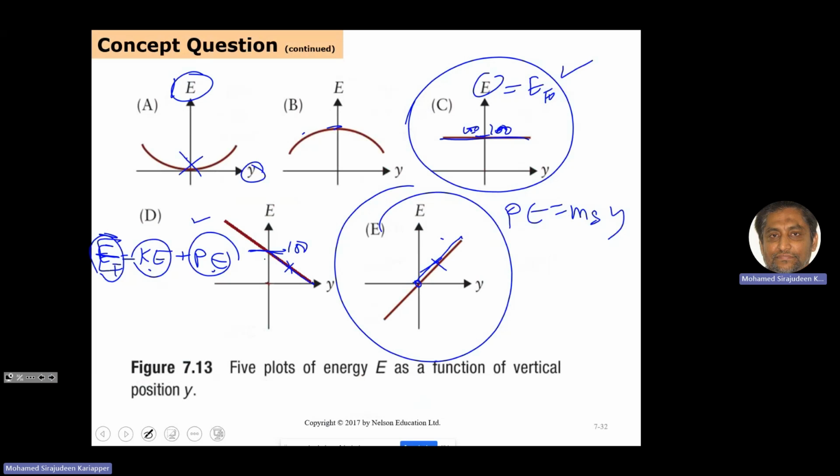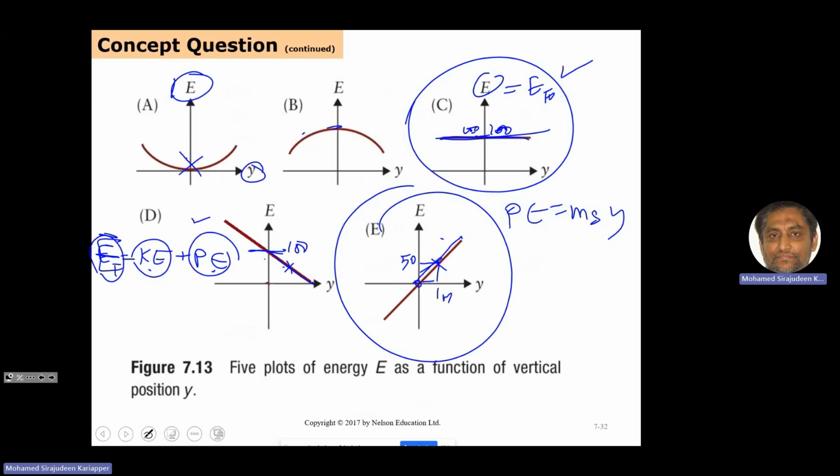Can I say the kinetic energy graph is opposite of potential energy? Yes, opposite in the sense of the sloping direction. When you add these two, you should get a constant. So suppose at y equal to, say, 1 meter, the potential energy is, let's say, 50.